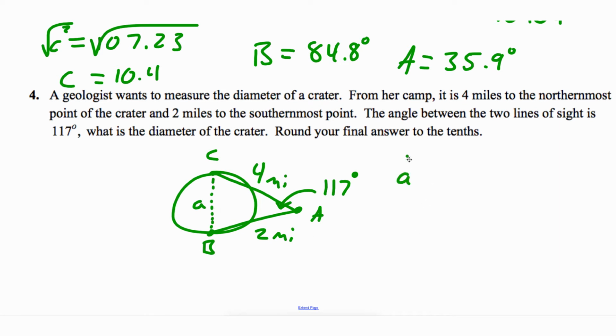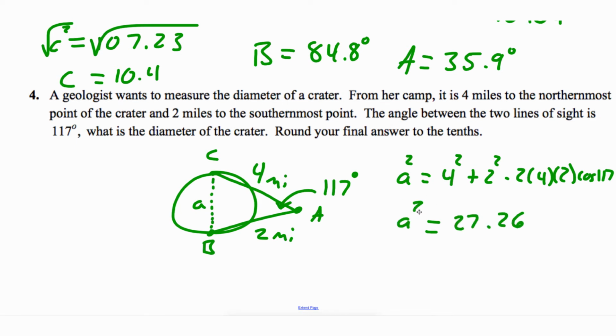So we're going to go with the formula that says A squared equals our B squared, which is 4 squared, plus our C squared, so 2 squared, minus 2 times 4 times 2 times the cosine of our 117 degree angle. When we type all of that into our calculator, we should get about 27.26, but this is our A squared value, so in order to find A, we'll have to square root both sides. So we end up with an A of about 5.2 miles. So that's the distance across the crater. That's our diameter of the crater, 5.2 miles.